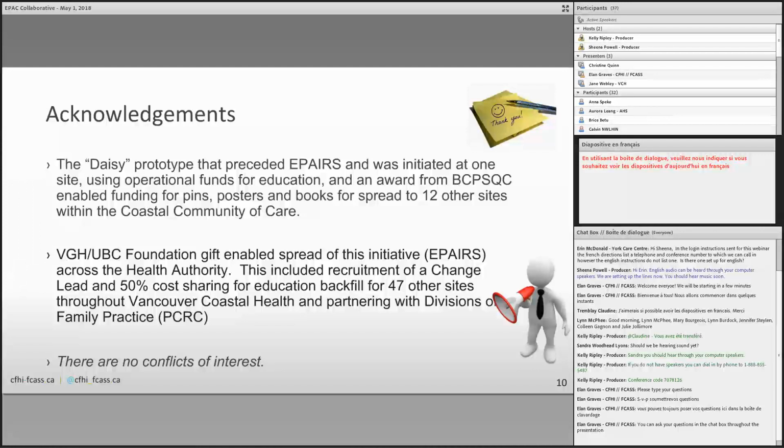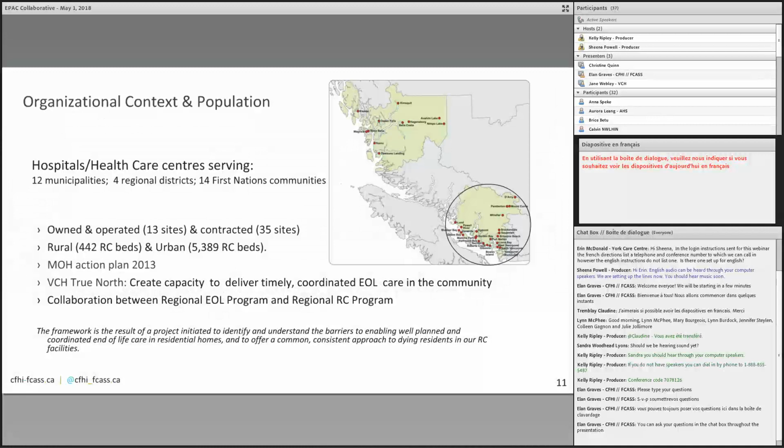I also want to acknowledge the collaboration that took place throughout Vancouver Coastal Health with the divisions of family practice, and to tell you there are no conflicts of interest.